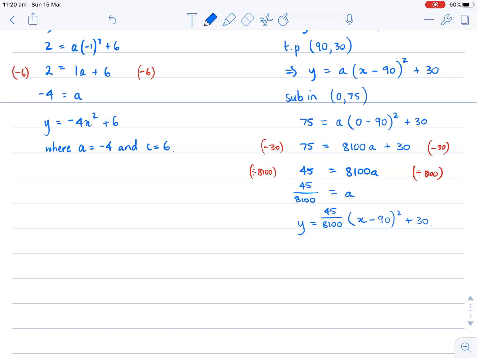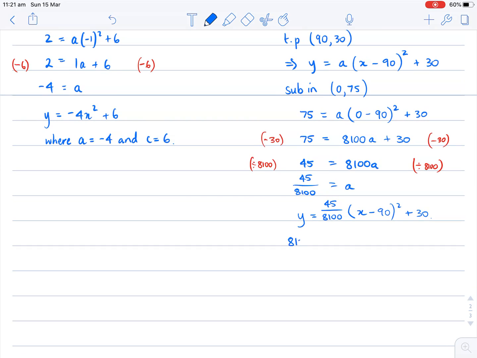And then this fraction can be simplified. I know that 5 has to go into both of them, and then it's just a matter of how many times 5 goes into each one. So I need to do 8,100 divide by 5, which will be 1 with 3 left over, 6 with 1 left over, 2, and then 0. So that gives me y equals 9 over 1620 bracket x minus 90 squared plus 30.